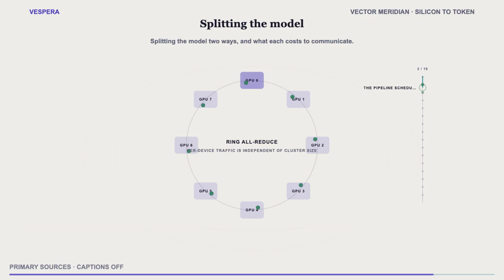Each device holds a fraction of every layer's weights, and computes a fraction of every layer's output. The catch is that the outputs must be recombined before the next operation, so devices must communicate within every layer, in both the forward and backward pass. That is not a synchronization at the end of a step. It is communication in the innermost loop.